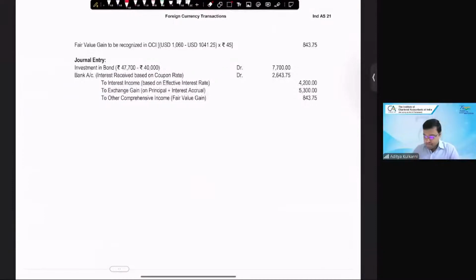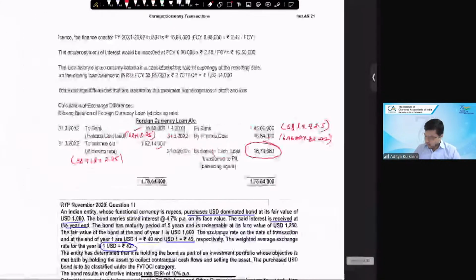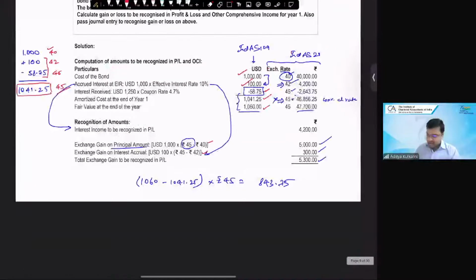So now when I pass the final journal entry, okay, so 843.75 I explained. So my bond should appear in the balance sheet at 47,700. Do you agree with this? Yes, sir. Because that is the fair value at the closing date.